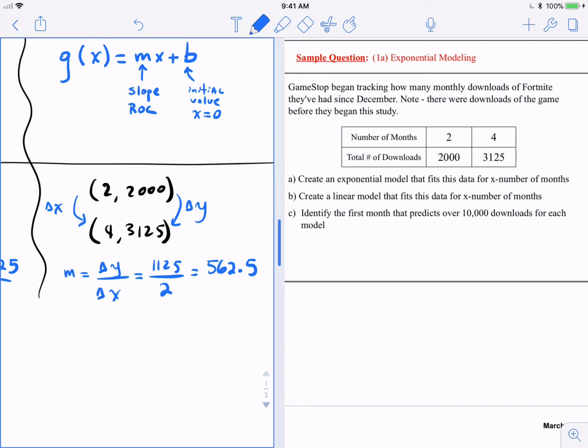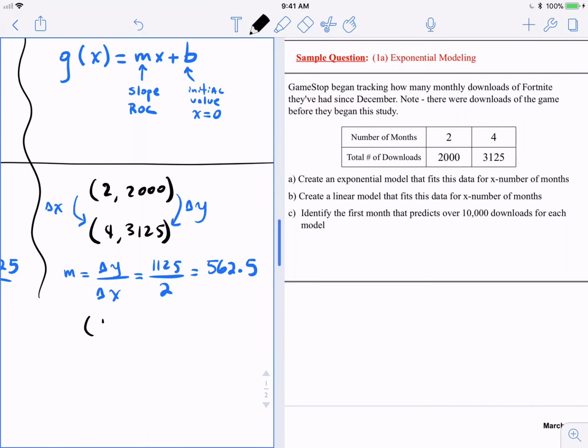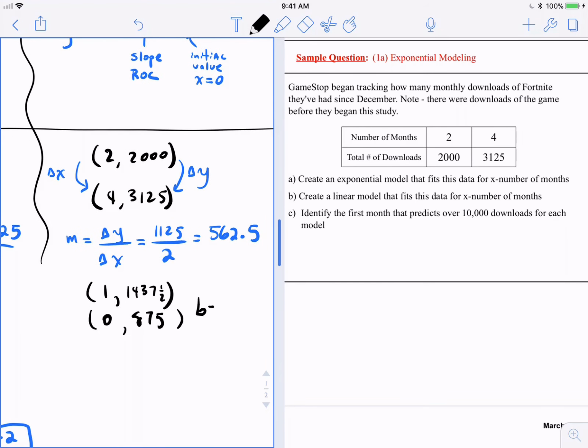Now I could work backwards, similar to what I did with the exponential. I could subtract, not divide, because remember with linear we're adding the slope over and over again. I could subtract 562.5 2 times in a row to give me the value at 1 and then the value at 0. You could do some solving to solve for b. Let's do the subtraction. So at 1, if I do 2000 minus this 562.5, I get 1437.5. And then at 0, I get 875. Okay, so I know my b value is 875.